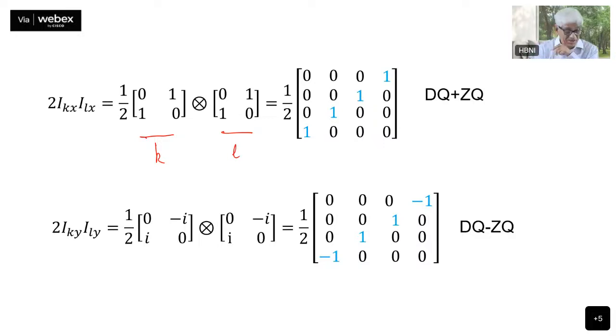Okay. And similarly for IKY, ILY, when I take this, this is for K and this is for L. So I get here minus 1, 1, 1, minus 1. Essentially the double quantum portion is multiplied by negative numbers. So one of these is a negative number. Or zero quantum minus double quantum kind of a thing it is.